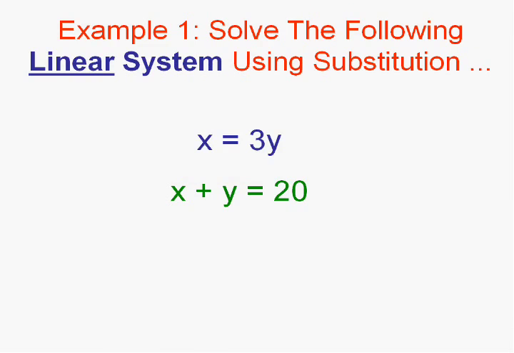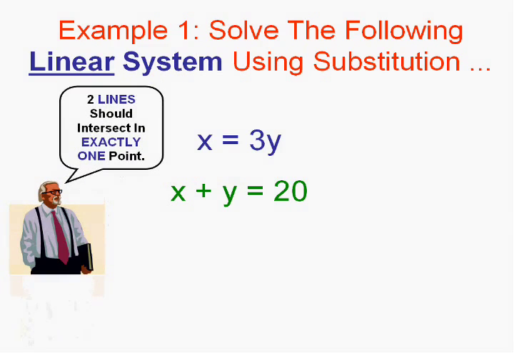Okay, I've got two equations here. And these ones happen to be lines. They're going to intersect in exactly one point in this case. Now, other types of graphs may intersect in more than one point, but in this case we're looking for one point, and remember that one point has two values, an x and a y.